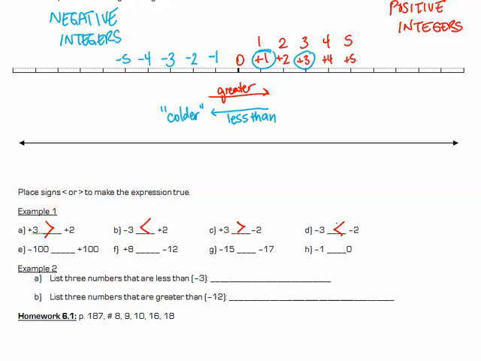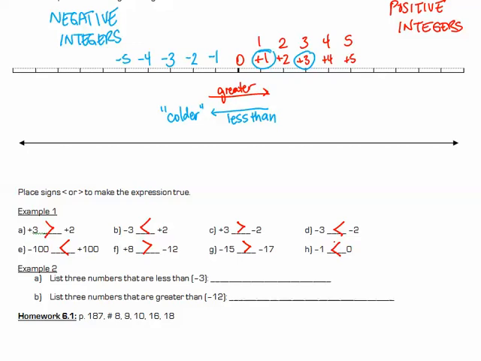Again, if you're not sure about these signs, you could think of it as a little mouth, a little Pac-Man kind of symbol, or the alligator that is eating the greater amount. In the next example, +100 is the one that's greater, or -100 is less than. Positive 8 is greater than negative 12. Negative 15 is greater than negative 17. And negative 1 is less than 0. Great.